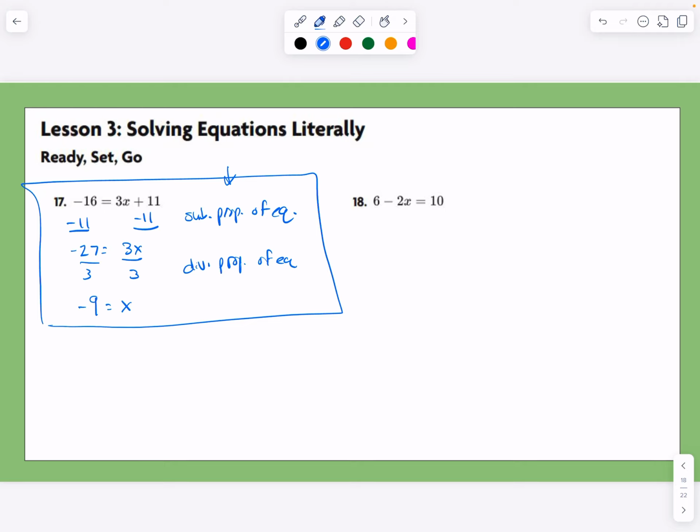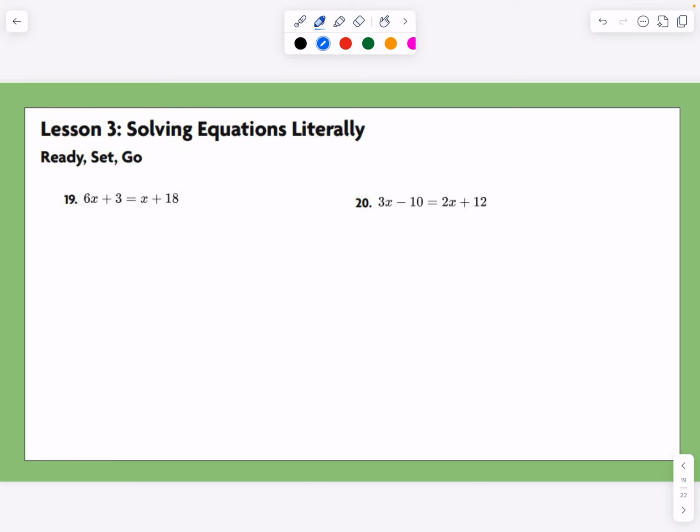All right, same thing for 18. Do the same step for 18. And 19 and 20, nothing really too fancy there, right? We're just moving things around. And 21, 22. 21, same idea. Let's look at 22 together. That one's a little bit different. It depends on how you look at it, right?